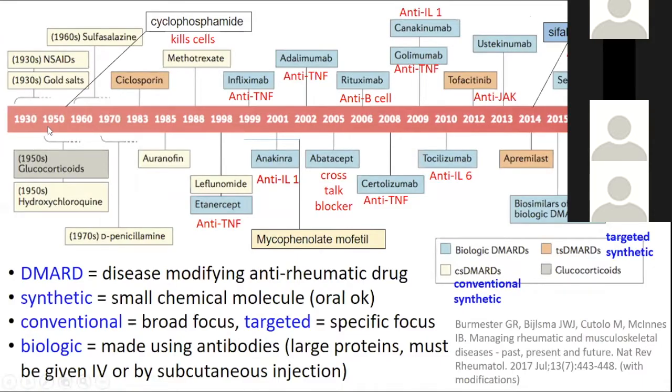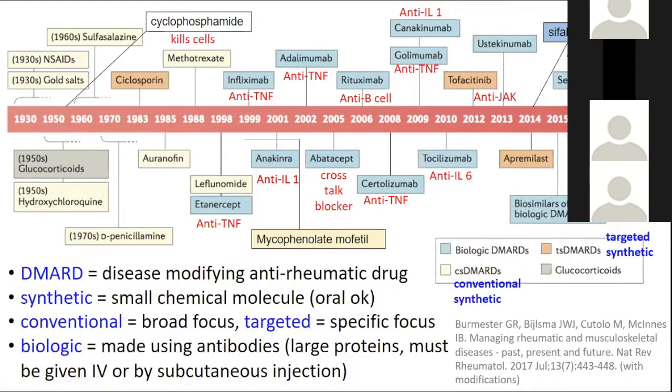Way back starting in the 1930s, we had medications like ibuprofen, the non-steroidal anti-inflammatory drugs. And in the 50s, steroids began being made and used in rheumatic disease. And then you can see over the course of time how rapidly some of our newer medications have been developed. So an important term to know is DMARD. We use this a lot in rheumatology. This stands for disease-modifying anti-rheumatic drug.